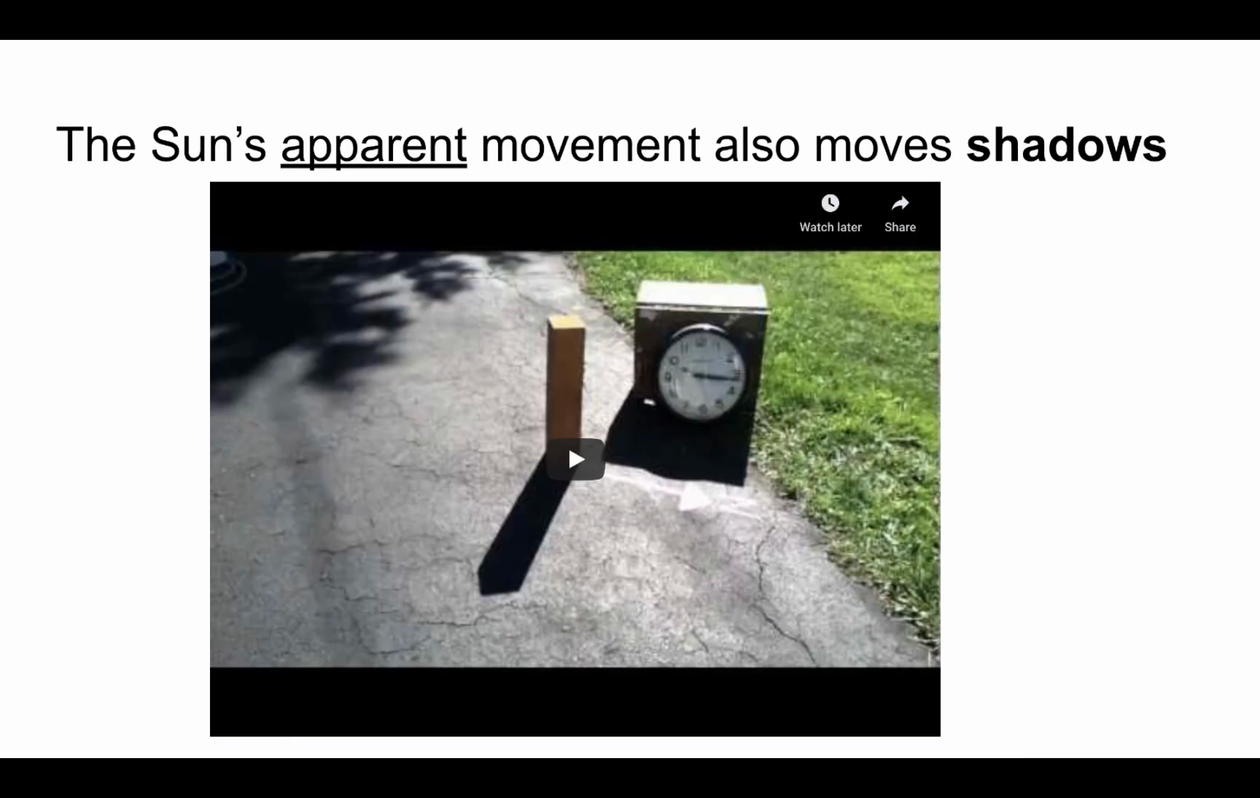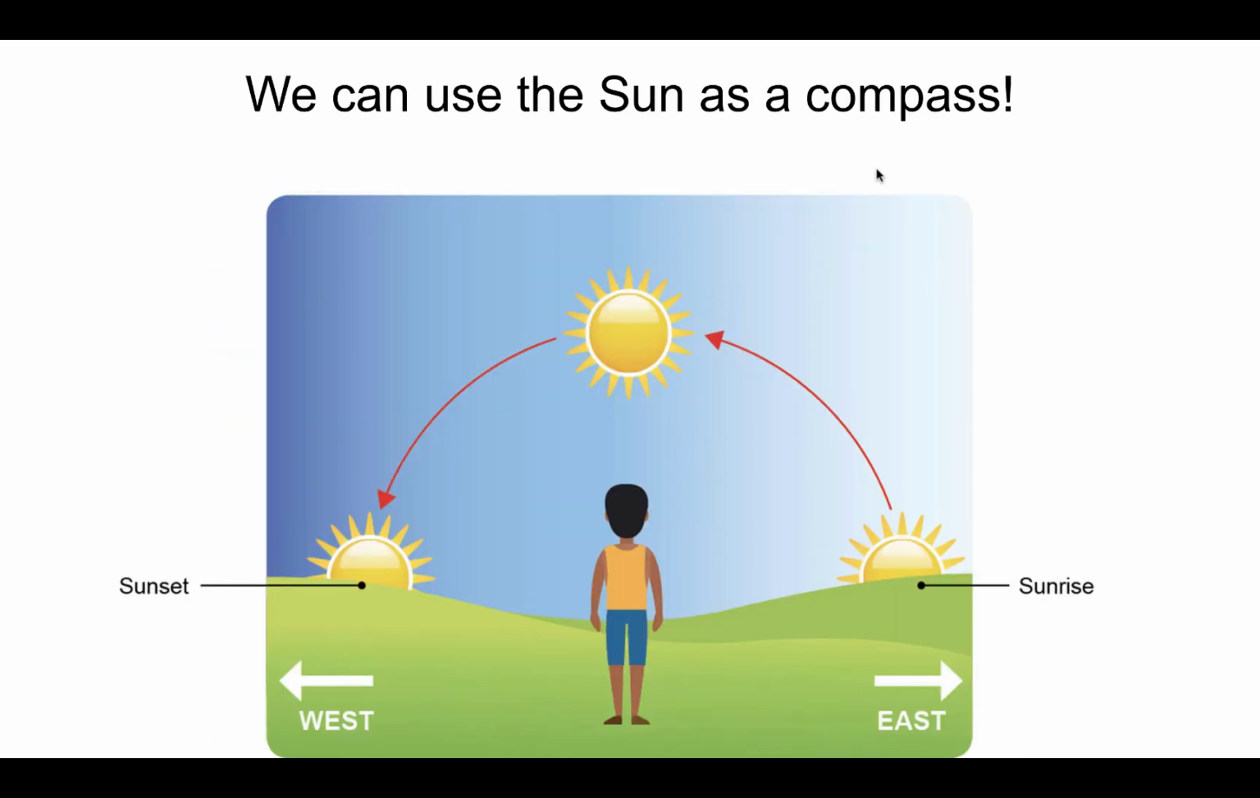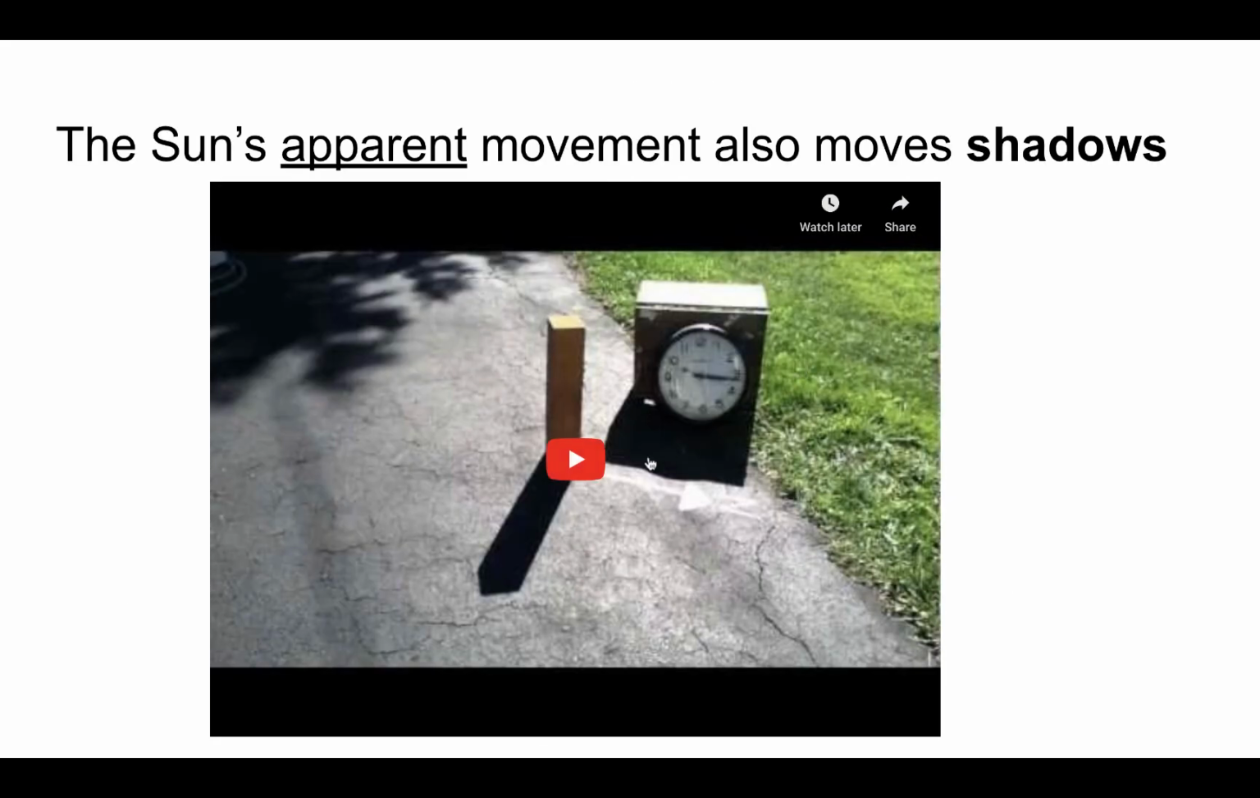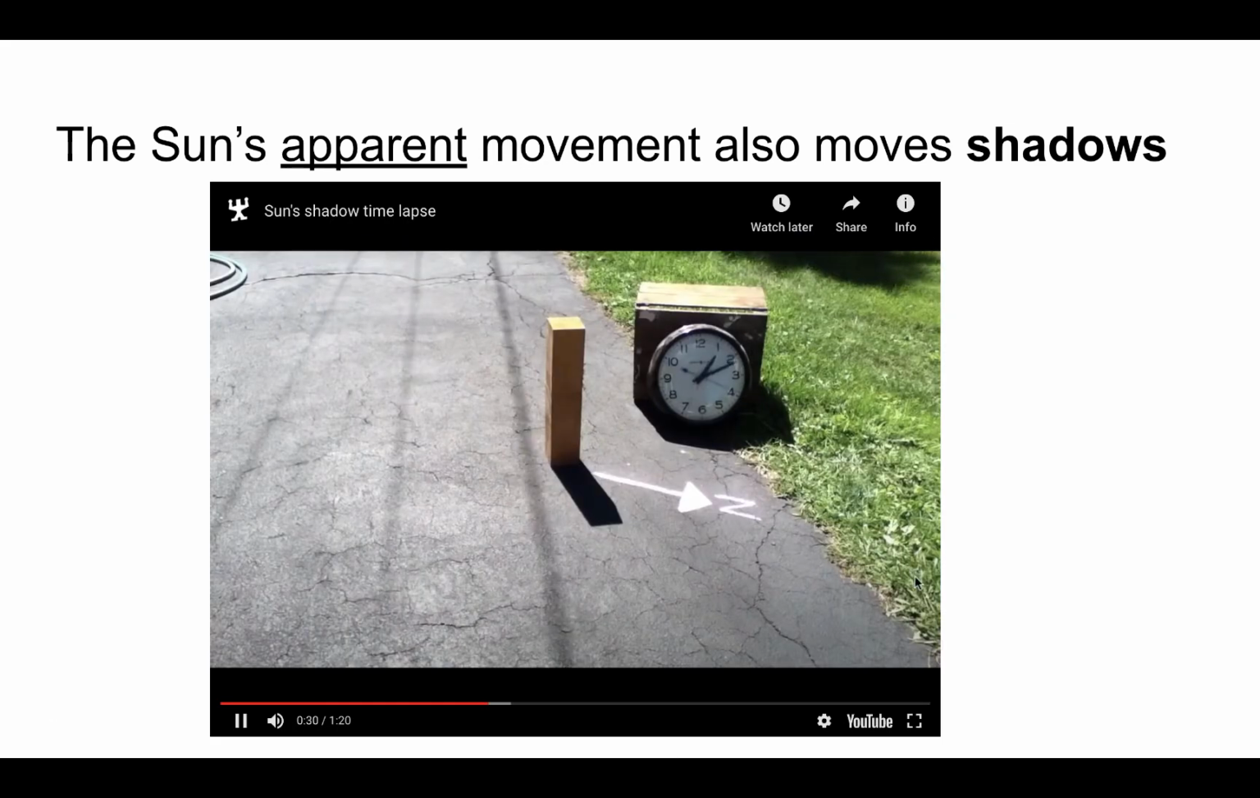Now, the sun's apparent movement across the sky, right? We just saw that it moves across the sky from east to west. This affects Earth and it affects the shadows that we have on Earth, right? It also moves the shadows on Earth. So let's watch this video to see how the sun moves and what it does to the shadows, okay?